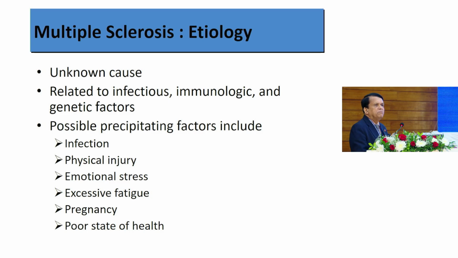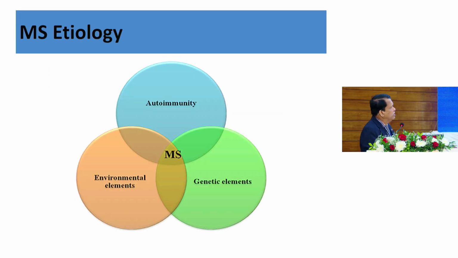What is the etiology of multiple sclerosis? Everybody asks this question. Most often it is unknown, but it is related to infection, immunological factors and genetic factors, and there are various factors which have been mentioned, and infection and inflammation is one of the main things. But we can say that there is an interaction of three important factors. One is autoimmunity. It is considered an autoimmune disorder. Environmental elements play a very important role. We saw that above the equatorial and below the equatorial region. Then there are genetic elements which contribute to producing multiple sclerosis.